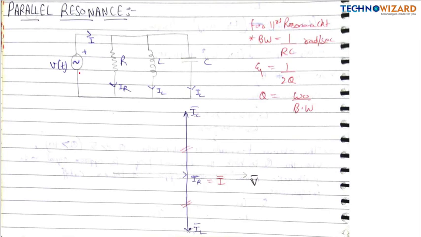Now for parallel resonance, in this R, L and C are all connected in parallel, and here the bandwidth is equal to 1 upon RC radian per second.